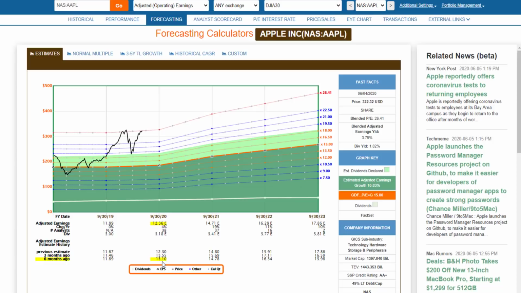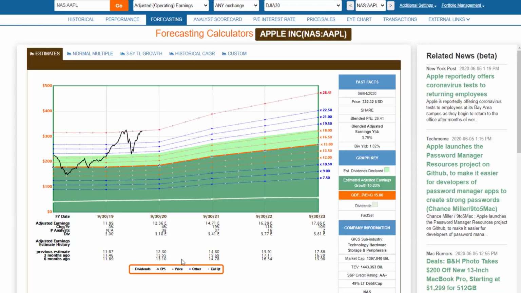So 6 months ago, they were forecasting $13.10 for Apple. Today, that's down to $12.36. 3 months ago, it was $13.55. It actually had gone up in that period of time. And then the most recent estimate was $12.30. And now we're looking at the absolute most current estimate, the one that's been updated most recently, is back up to $12.36. And you can play that game with all these different estimates. So you're also getting an idea of whether analysts are getting more optimistic or less optimistic.